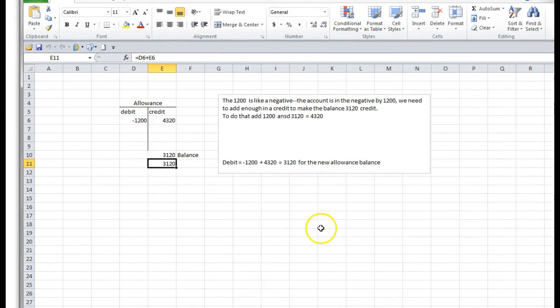Here you go. Can you see this? See, it has a debit balance over here. I need to have a 3120 balance. The only way I can get that 3120 is to take these two and add them. So if I add 4320 to a negative 1200, I will end up with 3120. And here's the calculation. So this is D6 plus E6 equals 3120. And that's the balance we need to end up with in the allowance account.